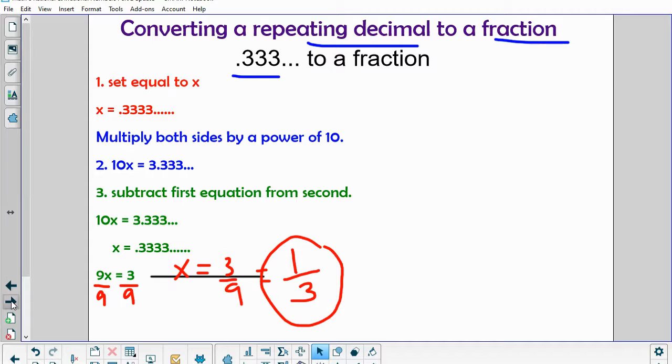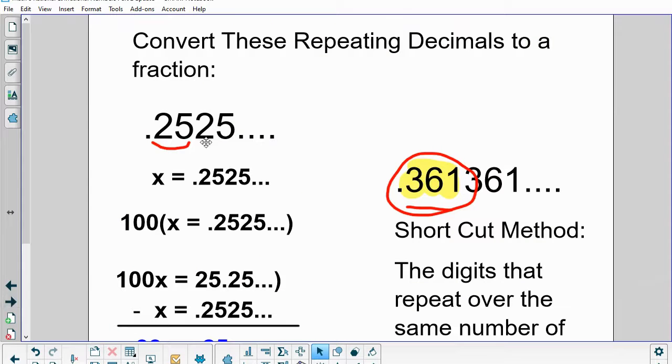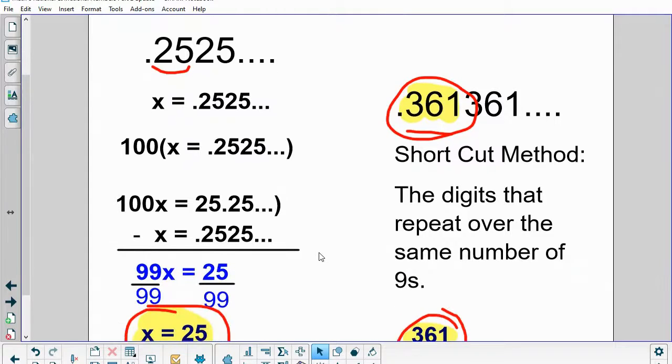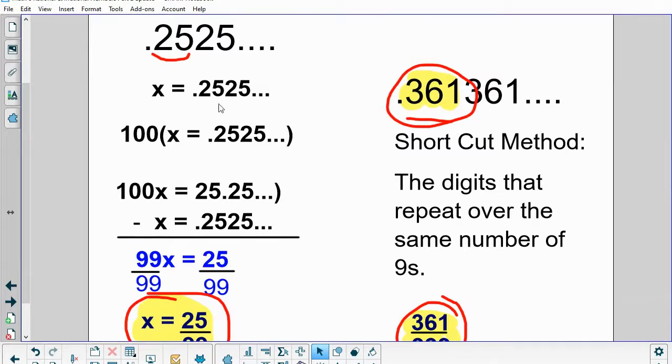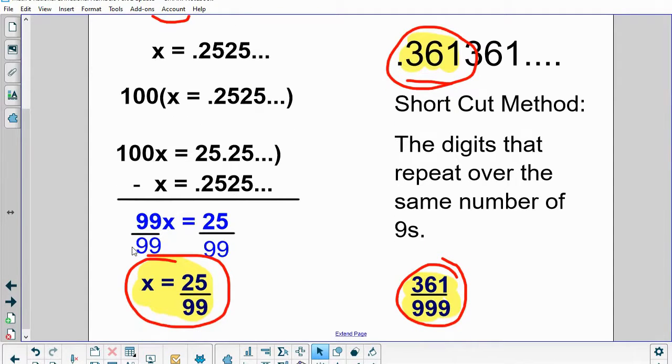So let's continue this a little bit further. If I have 2 digits that repeat, like in this case, when I set up my little equation, x equals 0.2525 and so on, then I have to multiply by 100 instead of just 10 because I have two digits that repeat. When I do that, it moves the decimal 2 places to the right, and then I subtract the smaller equation from the bigger equation, and I end up with 99x equals 25. When I divide both sides by 99, I end up with 25/99ths for my fraction.